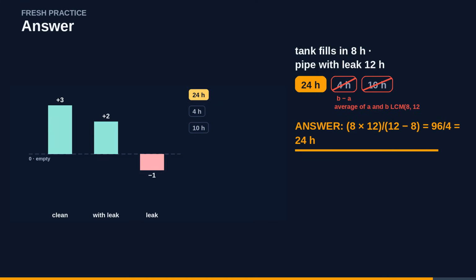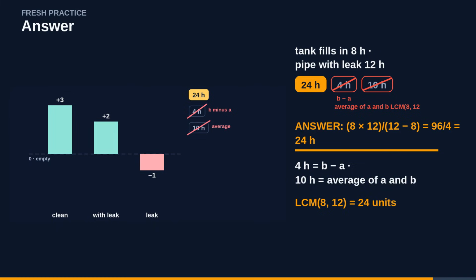The answer is 24 hours. 8 times 12 over 12 minus 8 is 96 over 4, 24 hours. 4 hours is B minus A, it subtracts times, not rates. 10 hours averages 8 and 12. Lowest common multiple of 8 and 12 is 24 units. Clean plus 3, with leak plus 2, leak minus 1. 24 over 1 is 24.